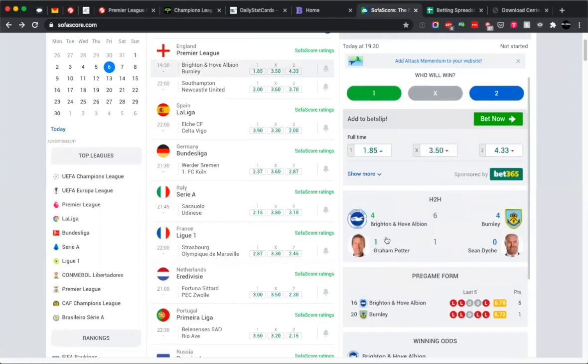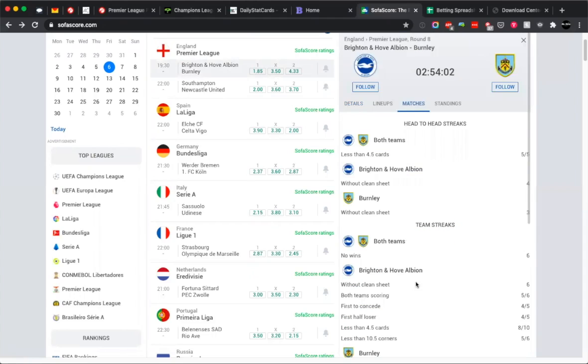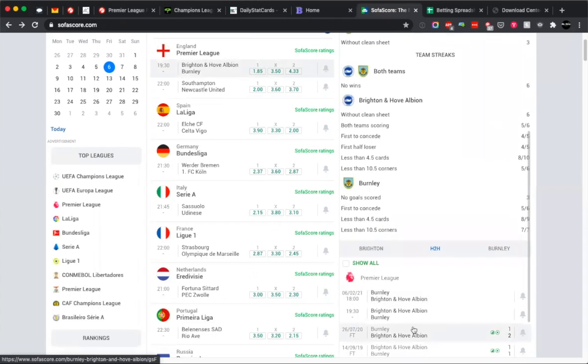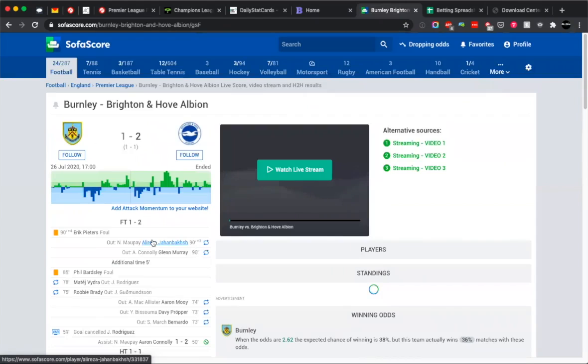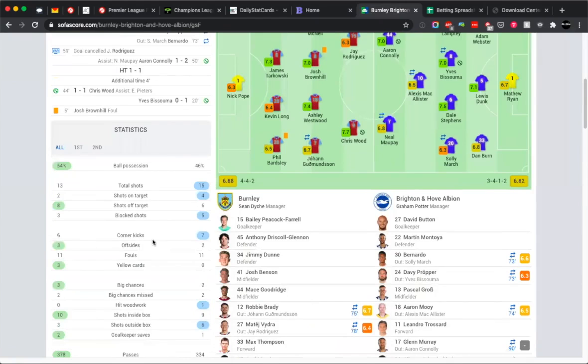So we would go back here, we'll go to our matches, and we come to the head-to-head, and we just want to try and see how they have fared in their last game. So the last time Burnley and Brighton played, they were 13 corners. Okay, that's an interesting thing. And Brighton had more corners. The blue symbolizes more corners.